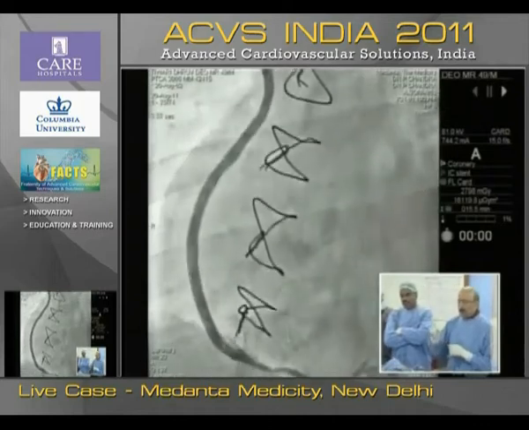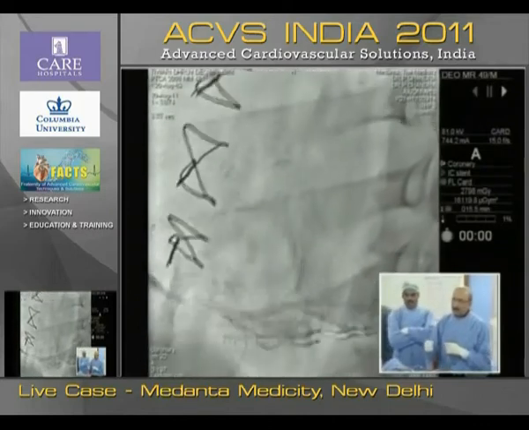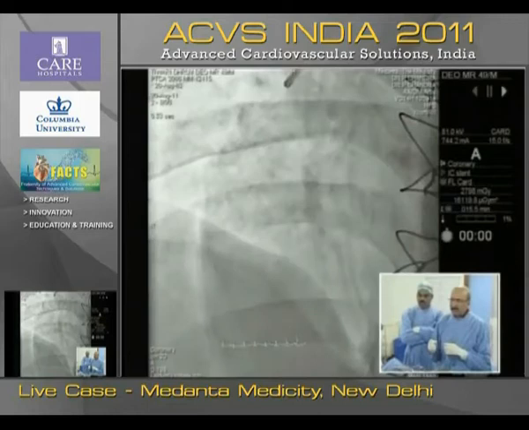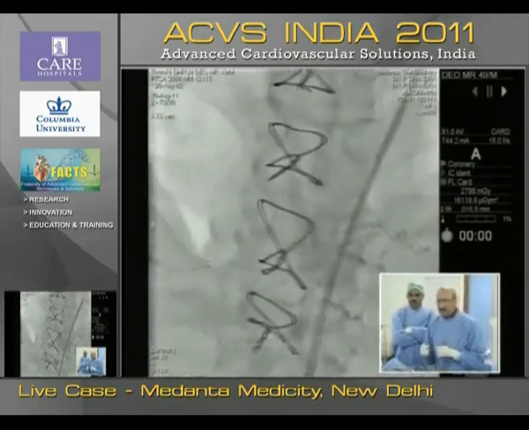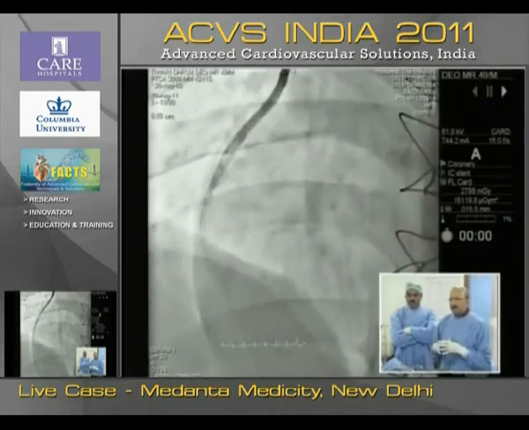So let me show you what we have done. Can we go to the fluoro, please? Yes. Dr. Naveen, here you see the fluoro images? Yeah, we can see that.